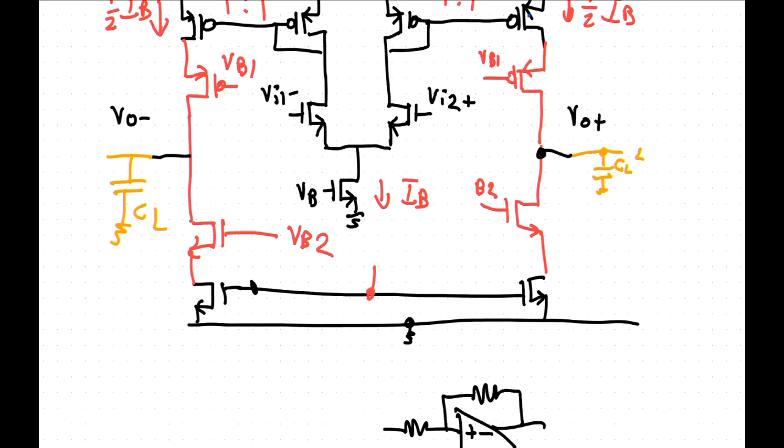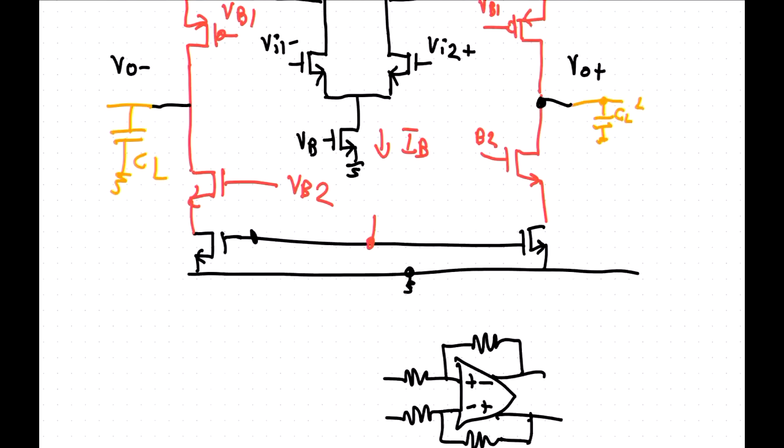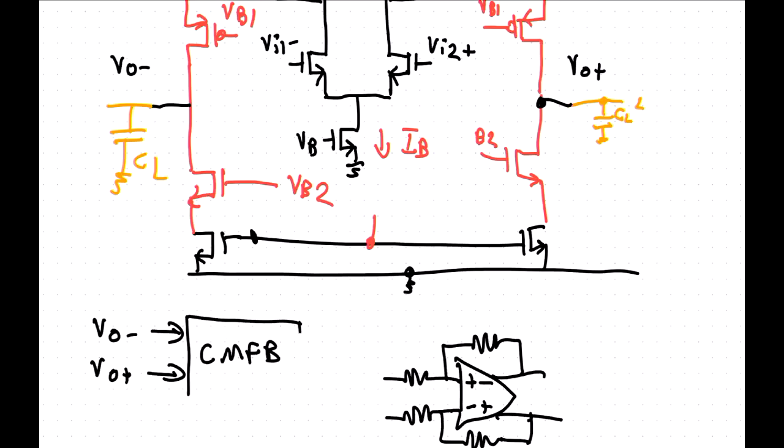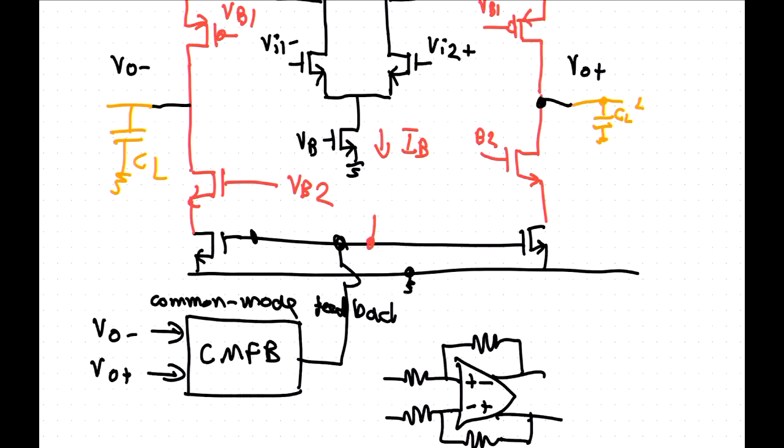How do we do that? We sense the output voltage, and the two output voltages. So the two output voltages go into what's called a common mode feedback circuit that then drives this voltage here. So common mode feedback, like that.